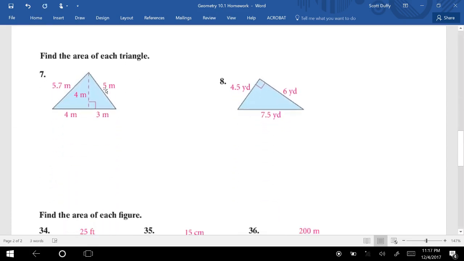Moving on to number 7. So the area of each triangle. Area is equal to 1/2 times base times height. We know that we have a base right here, that's the side that it sits on. That is total 7. We have a height, they gave it to us, that is 4. And you multiply those and then multiply them by 1/2 or divide by 2, however you want to think about it. 7 times 4 is 28, divided by 2 equals 14. And that would be square meters.